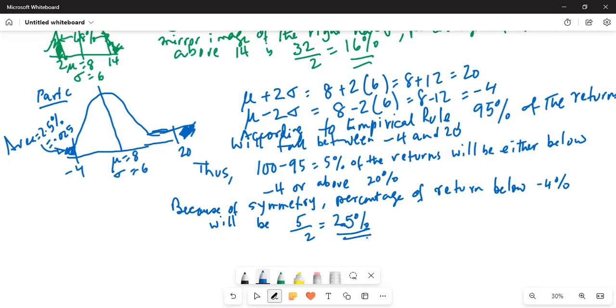I told you the empirical rule is 68, 95, and 99.7. The 99.7 figure is for 3 standard deviations. If you go 3 standard deviations on the right of the mean and 3 standard deviations on the left of the mean, the area under the normal curve will be 99.7. That's why it is called the 68, 95, and 99.7% rule.